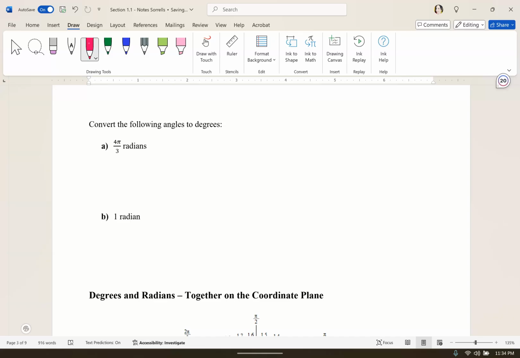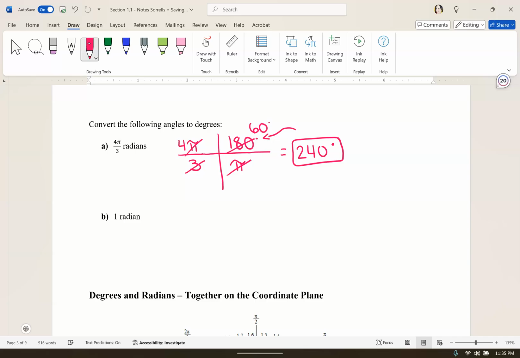So I'm actually going to rewrite this one because of the fraction. I have 4 pi over 3, so I'm actually just going to extend that out. I need my pi's to cancel, so I'm going to put my pi here and my 180 degrees on top. So 3 can go into 180 60 times. Pi's cancel, and so I have nothing on bottom, but on top I have 60 times 4, which is 240, and I have my degrees right there. So that would convert to 240 degrees.